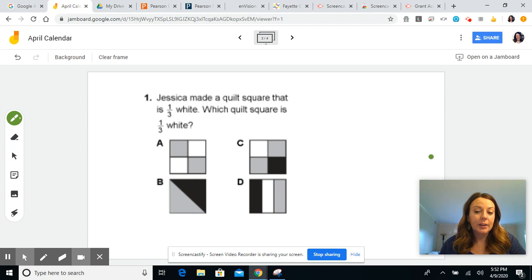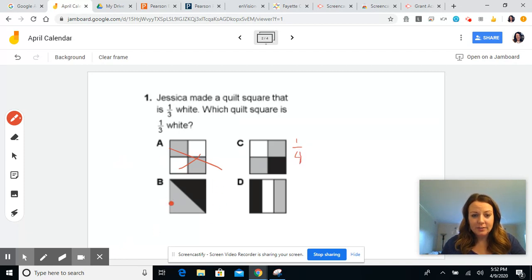So you should be able to look at this and think, my thinking would be, which picture is divided into thirds? Which picture is 1/3 white? So I can tell that this picture right here is divided into fours. 1, 2, 3, 4. So that's not going to be it. I'm going to mark that out. This has one part white, but one out of how many? This would be 1/4 white.